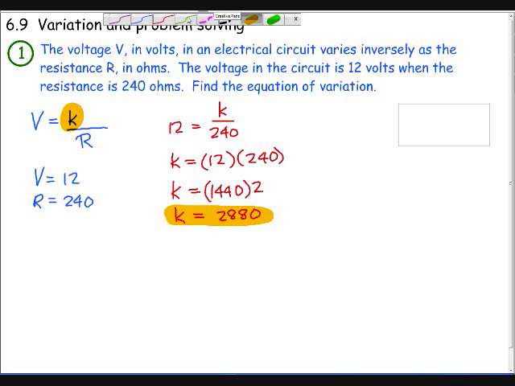But remember, we're being asked to find the equation of variation. So we're going to go back here, only now we know what K is. So we can say the equation of variation is voltage equals 2880 divided by whatever the resistance is in ohms.